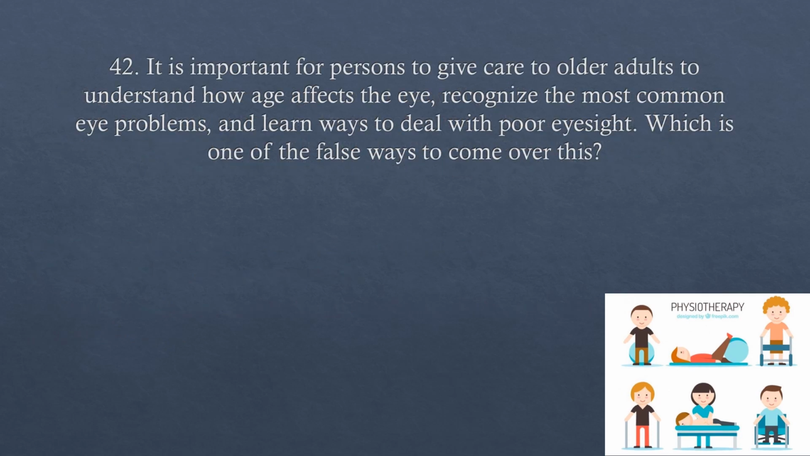Question number 42. It is important for persons to give care to older adults to understand how age affects the eye, recognize the most common eye problems, and learn ways to deal with poor eyesight. Which one of the false ways to come over this?